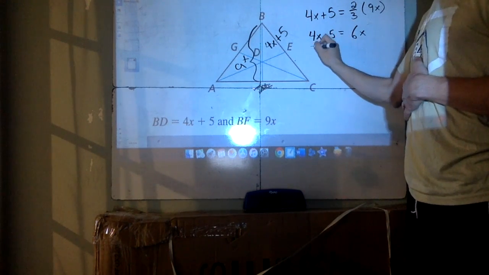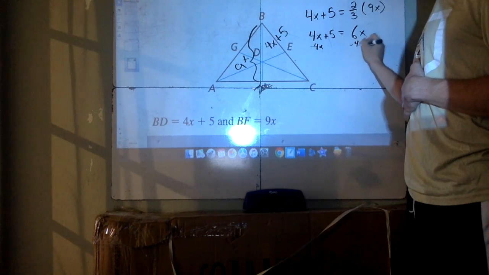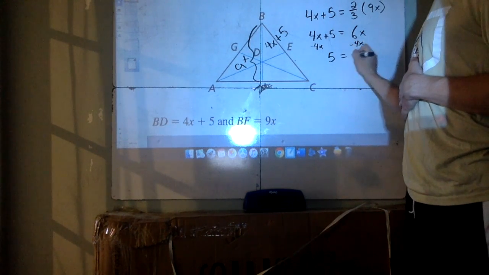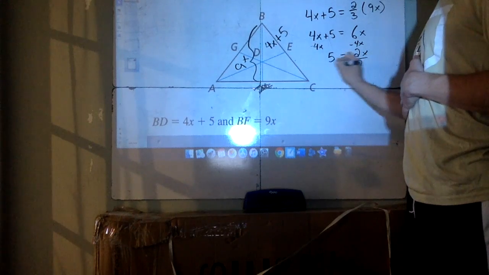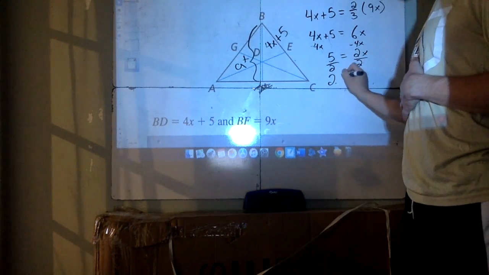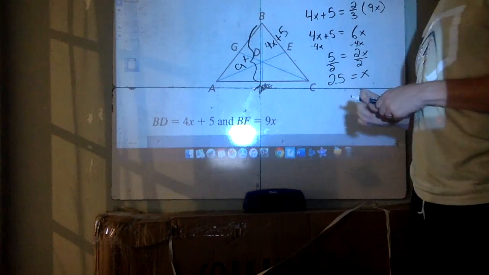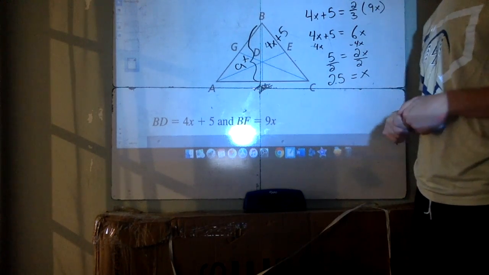And so we're going to subtract 4x from both sides, and we get 5 equals 2x. Divide both by 2, and you get 2.5 equals x. That's how we solve for x in that diagram.